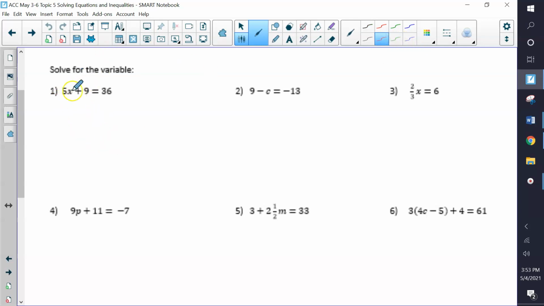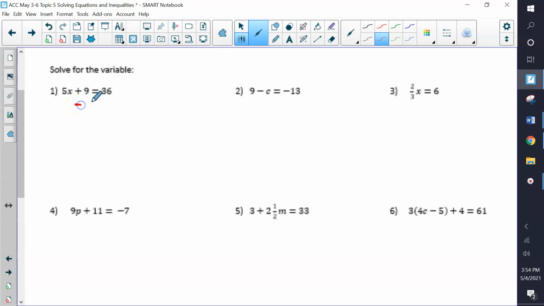So let's think here for number 1. 5x is our variable term. What is the first step in isolating the variable term? That means we need to get rid of adding 9. So you have to ask yourself, what do we do to undo adding 9? We want to go in the reverse order. So we want to subtract 9.